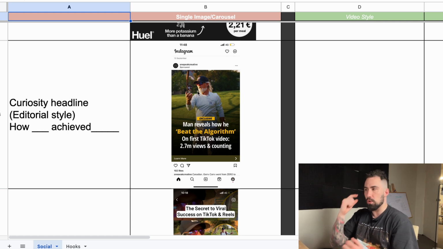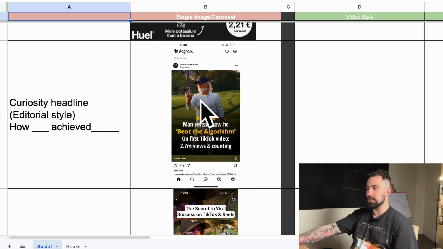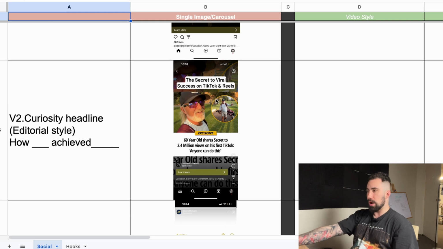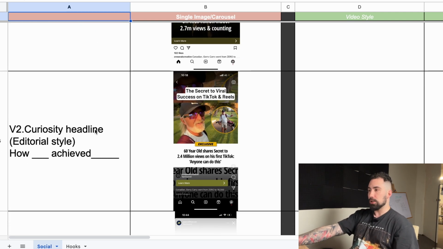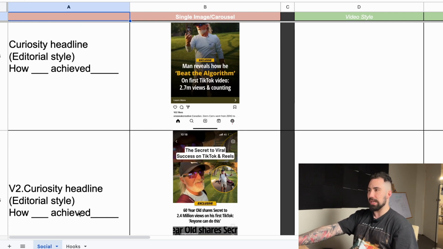It looks like an advertorial, it creates curiosity. I bet the click-through rate is about 3%, easily about 3%. And I bet the CPMs are super, super low. This is a great ad, guys, like a really good ad. So we have one more, this from the same brand. Curiosity headline, how XYZ achieved X.